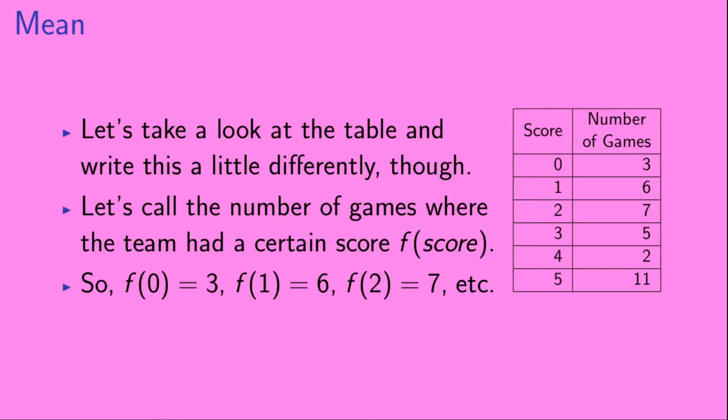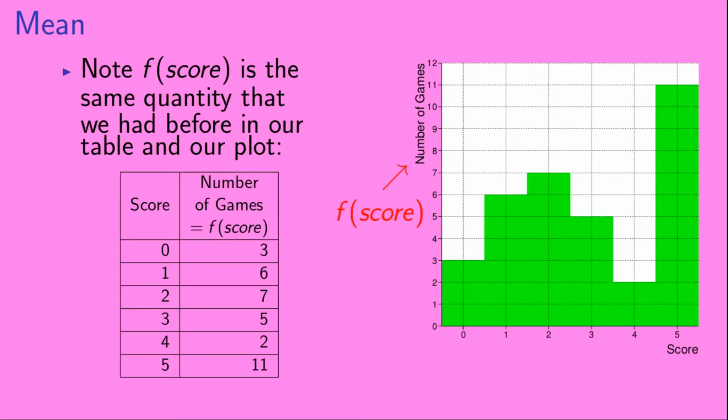Okay, so let's take a look at that table and write this a little differently. Let's call the number of games where the team had a certain score f of score. So for example, f of 0 equals 3 because there were 3 games in which the team had a score of 0. f of 1 equals 6 because there were 6 games in which the team had a score of 1. And f of 2 equals 7 because there were 7 games in which the team had a score of 2. Now, note that f of score is the same quantity that we had before in our table and in our plot.